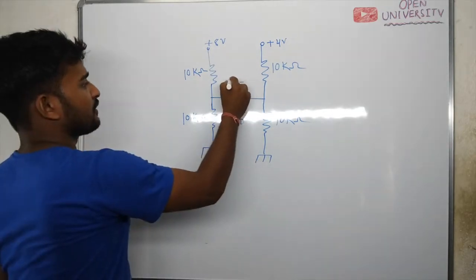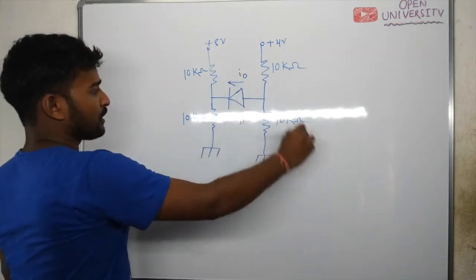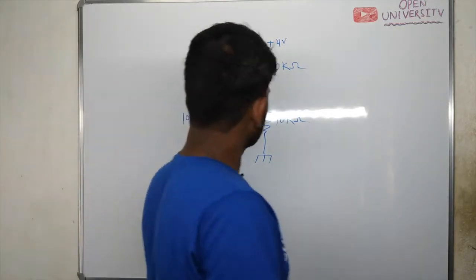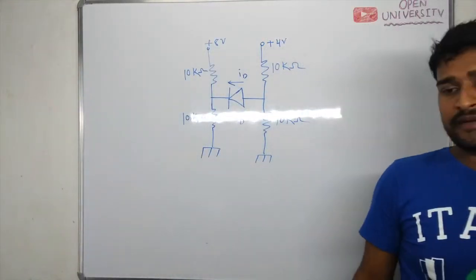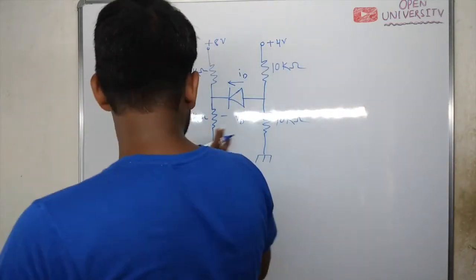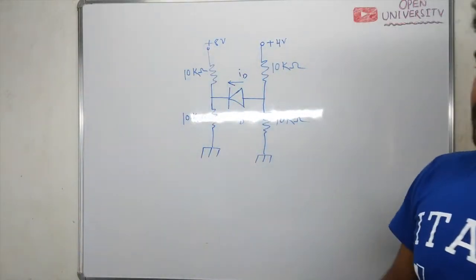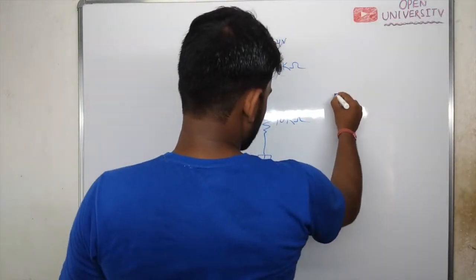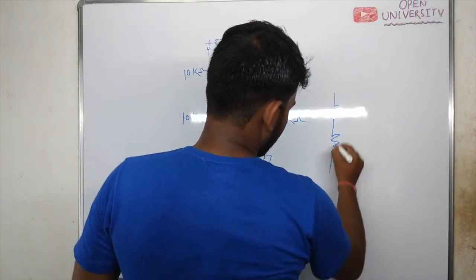And this is your forward current through the diode. Now, this is the question given. Okay. Now in order to solve this question, first do open circuit test. So let's assume that the diode is off.